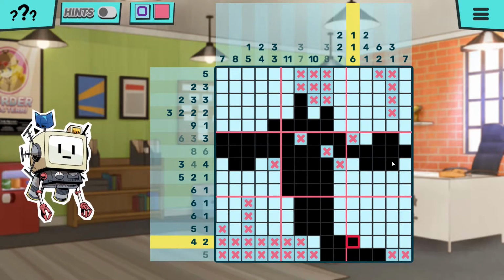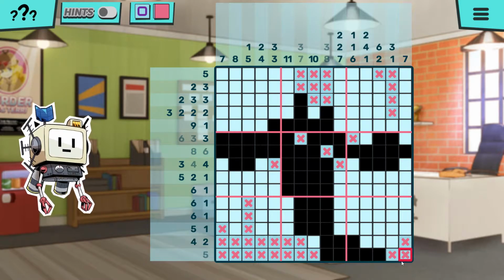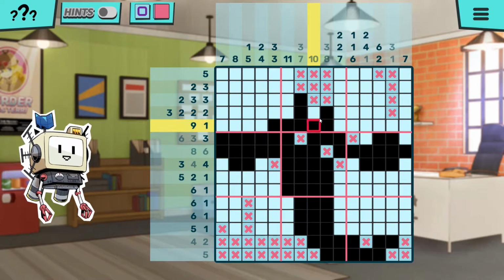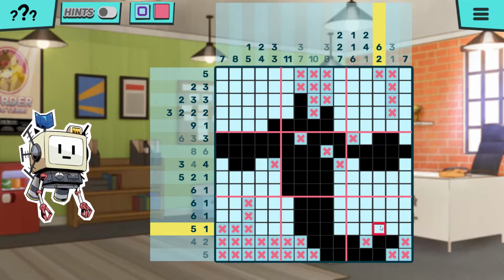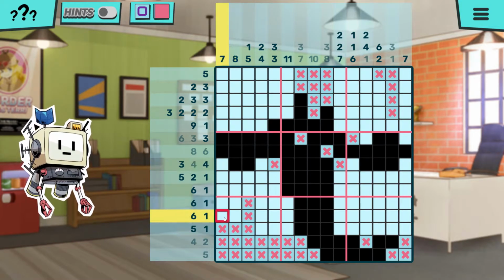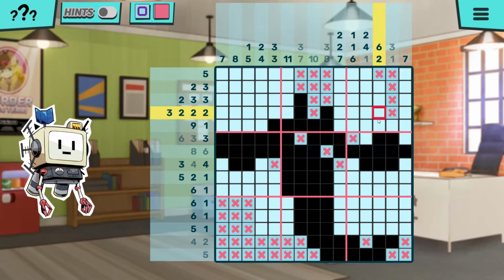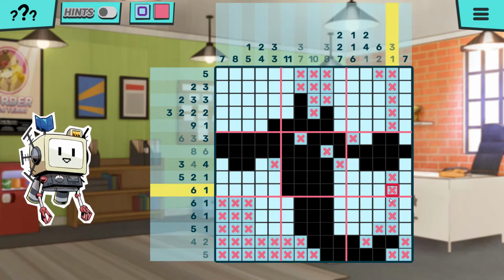Alright. 7. 1, 2, 3, 4, 5, 6, 7. This needs to be blank. That also means that these have to be filled out. This has to be filled out. That's the 10 done. This needs to be blank because of the 5. These need to be blank. We can't start a 6 with these. We've got a 2 down here, so that's done. That whole row is done, incidentally.